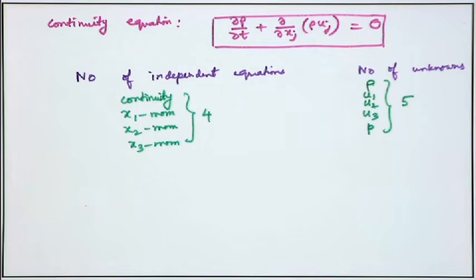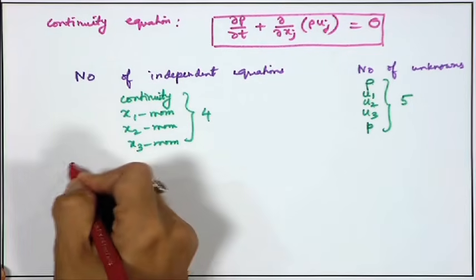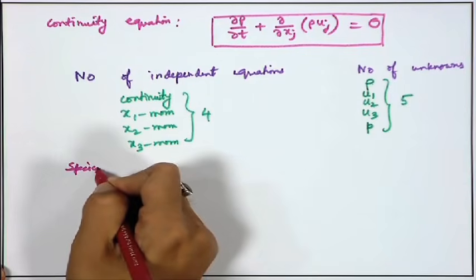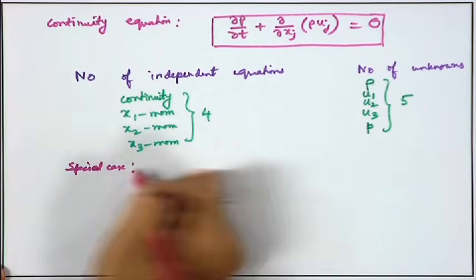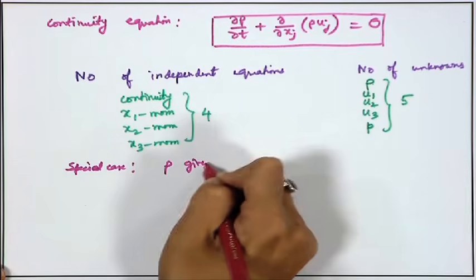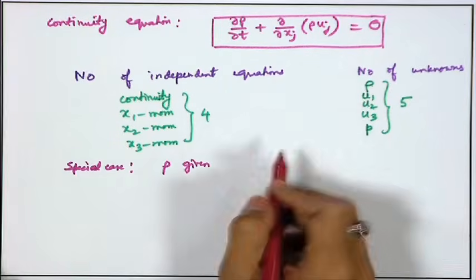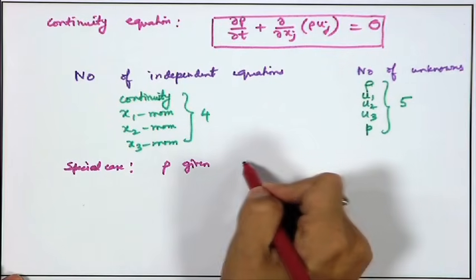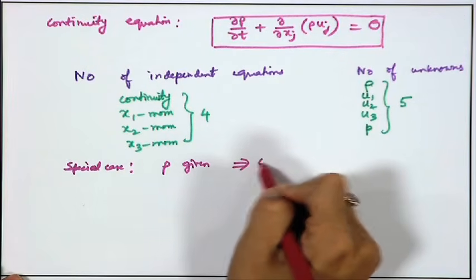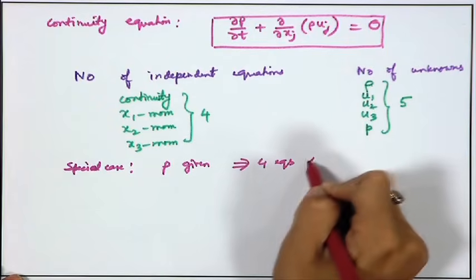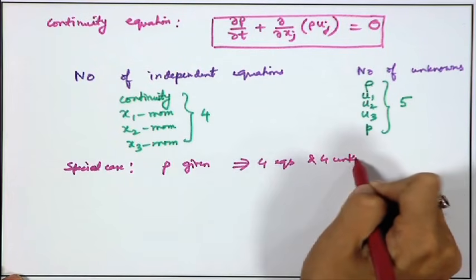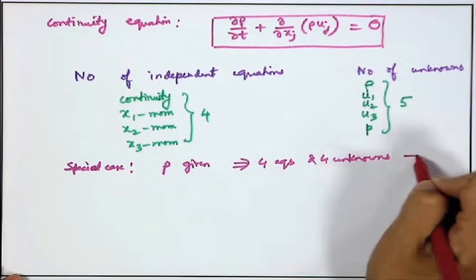So, still the number of unknowns and number of equations do not close each other. In a special case they will close each other. What is the special case? When rho is known. So, let us write this special case. Rho is given, it may be a constant, it may be a function of other variables, but if it is given then you have 4 equations and 4 unknowns that matches. So, you do not require any more equation.